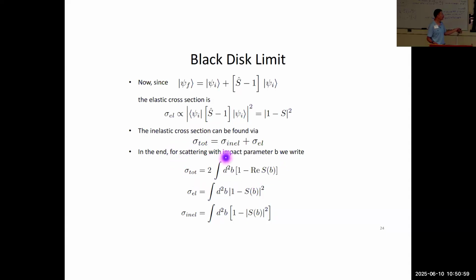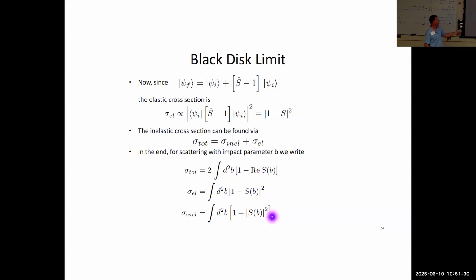Okay, so when the dust settles, and I introduce, instead of these proportionality signs, a little bit more accurate counting, which is just integrals over impact parameters, we can write the total cross section as twice the integral d^2b of 1 minus the real part of S, right? This is because this factor here can be written as 2 times 1 minus the real part of the S matrix. That's the total cross section.